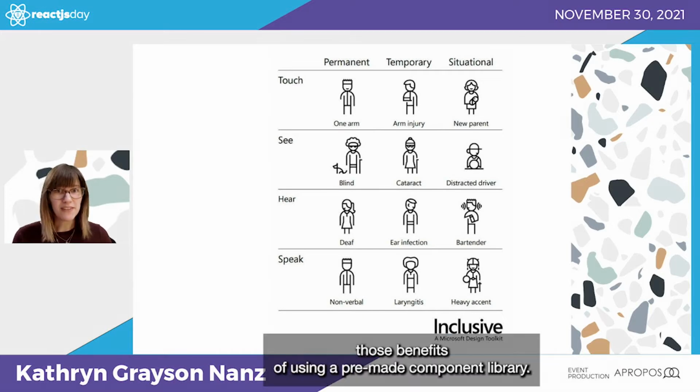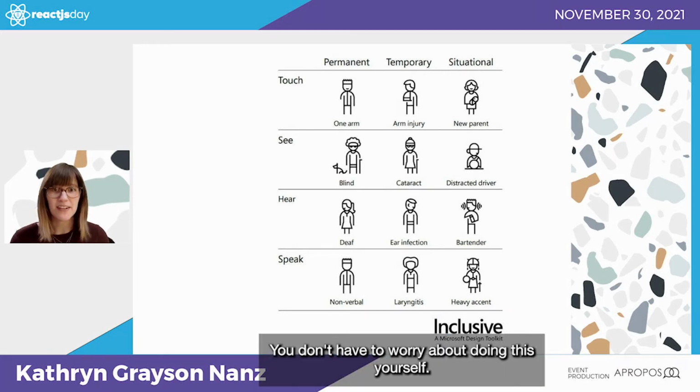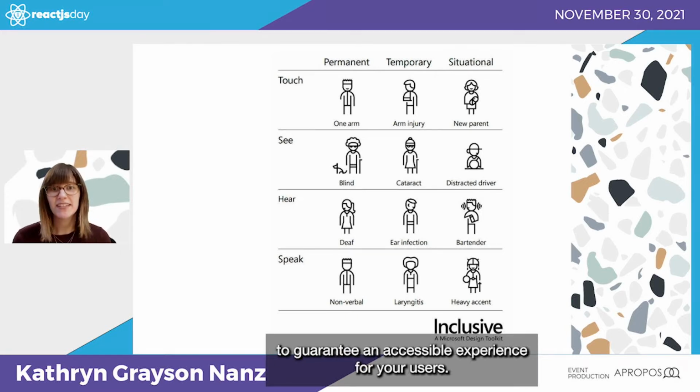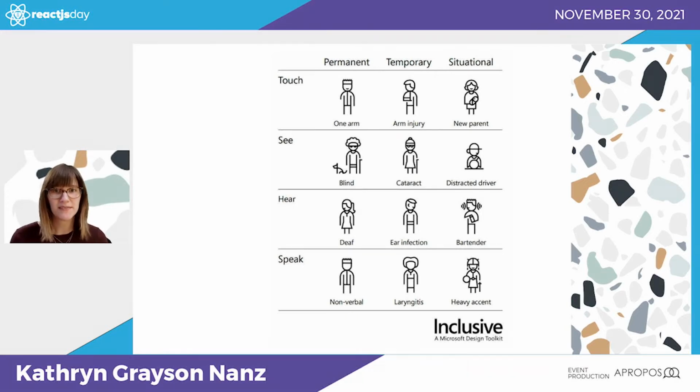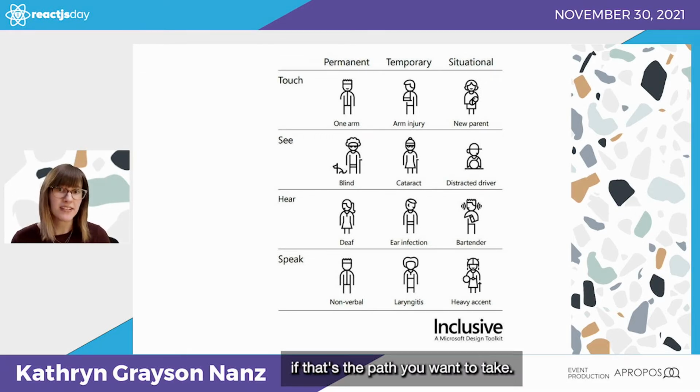This is one of those benefits of using a pre-made component library. You don't have to worry about doing this yourself. You can know that someone else has put in the time and the research to guarantee an accessible experience for your users. There are lots of great existing libraries out there if that's the path you want to take. I personally really like Kendo React.